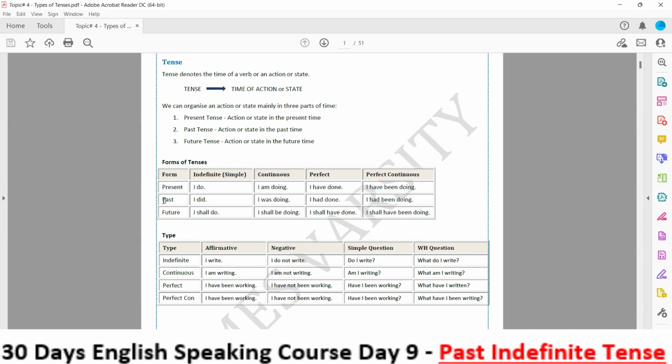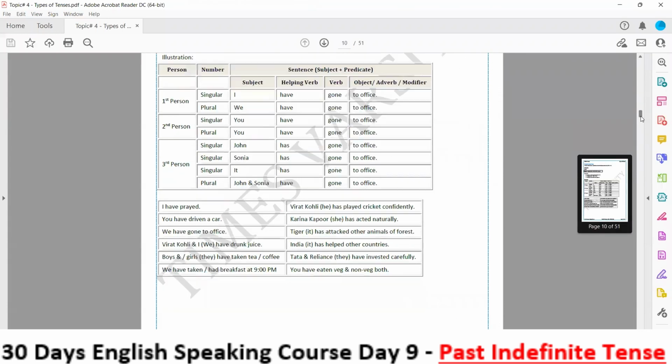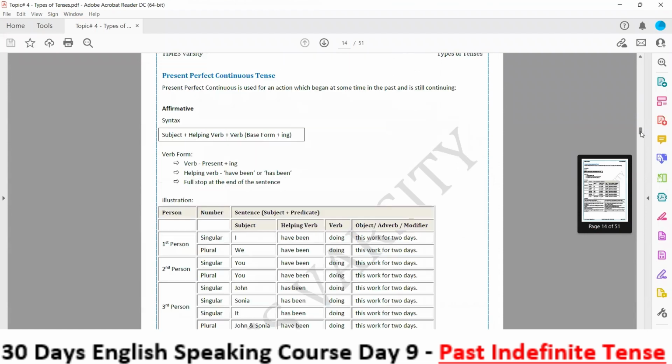From today, we will be starting past tense, and in past tense we have past indefinite, past continuous, past perfect, and past perfect continuous. And in each of these tenses, of course, we will discuss affirmative, negative, simple question, and WH question. So before we start today's session, any question?